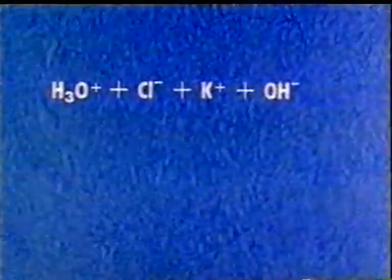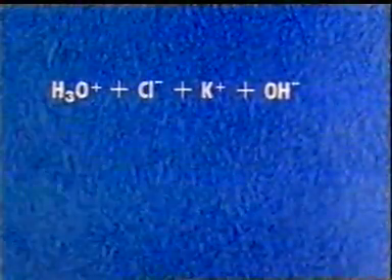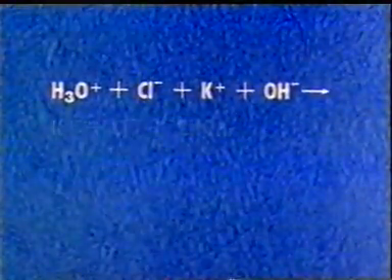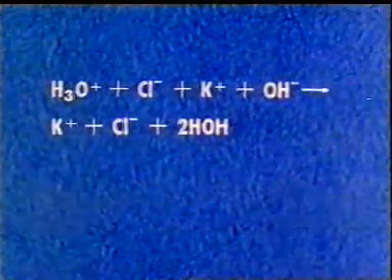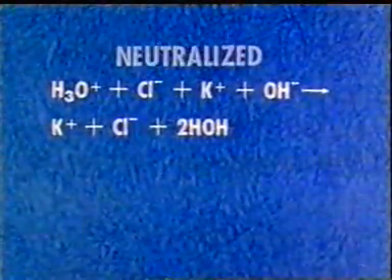When an acid reacts with a base, hydronium ions of the acid combine with the hydroxyl ions of the base. The resulting products are an ionized salt and water. Neither the original acid nor the base exists in the solution any longer. They have neutralized each other.